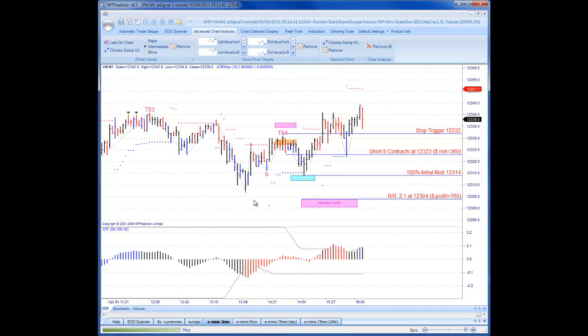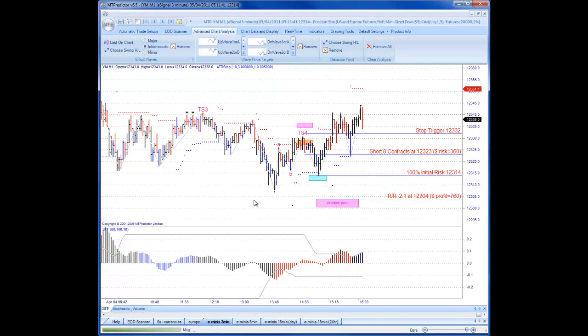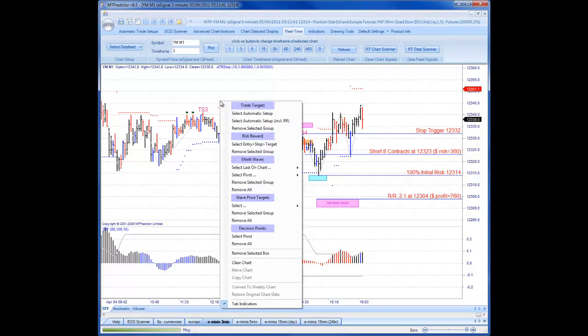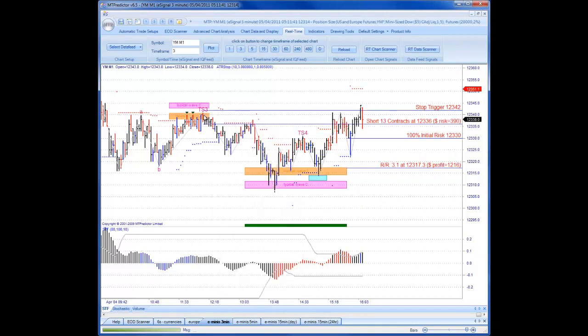So having said that, it was quite a good day for the 3-minute YM yesterday, because this trade would have been break even. The first two setups here against a blue STF would have been ignored, and the only trade you would have taken yesterday on the 3-minute YM was this standard trade into the first target here, this TS3 sell in the direction of a black STF for a nice plus 3R profit. So a good day overall on the 3-minute YM yesterday using MTPredictor 6.5.